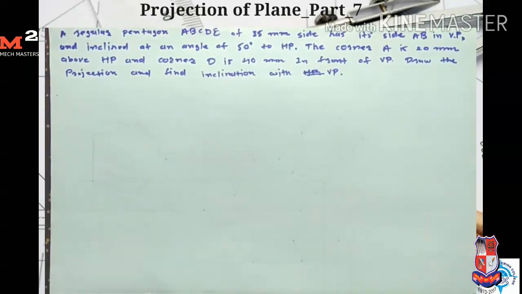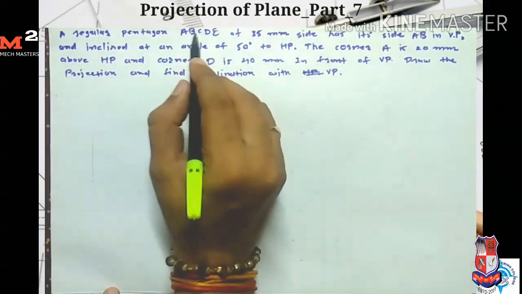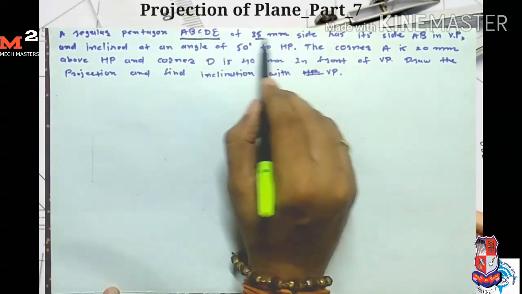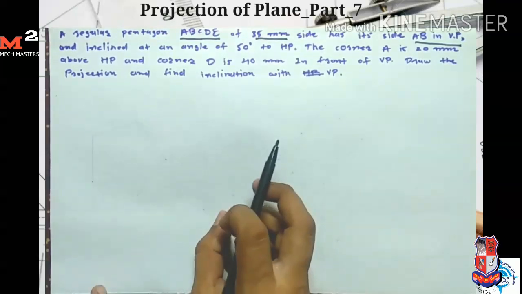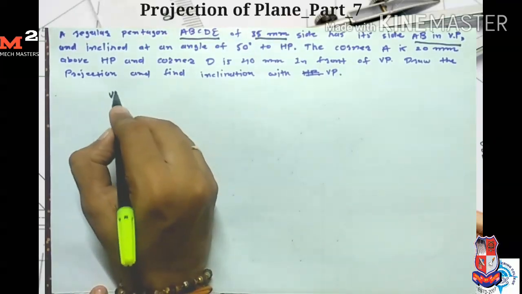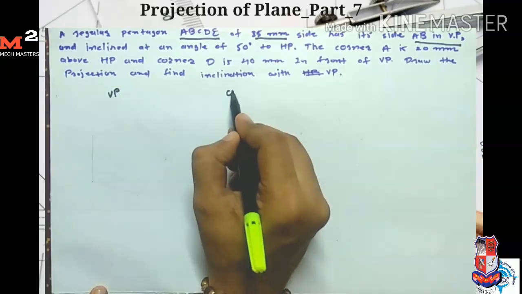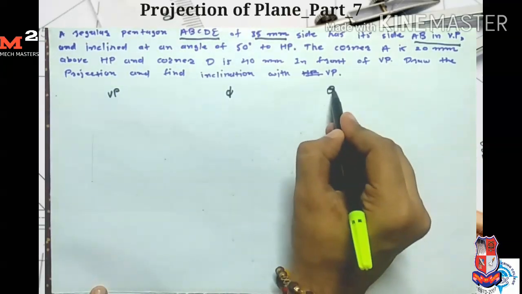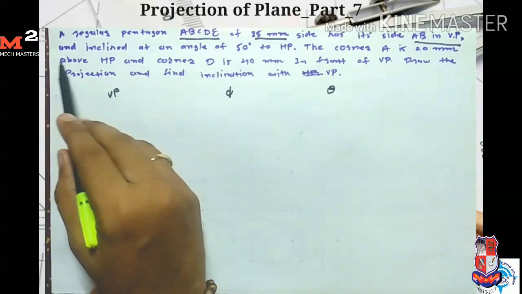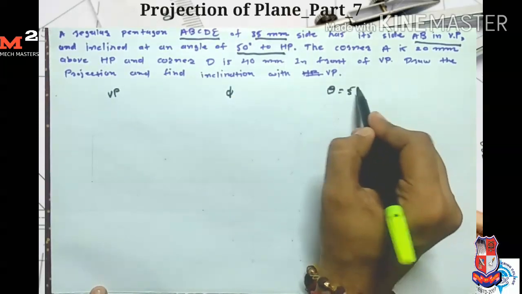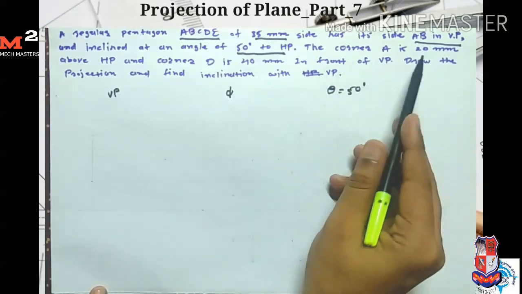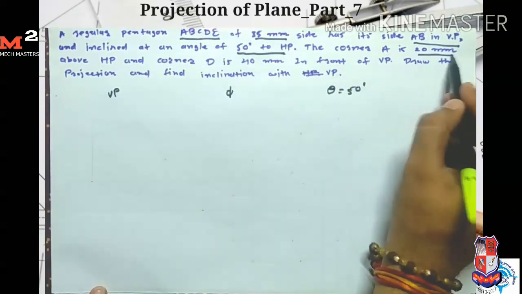Good morning, friends. Today we are going to solve the problem of pentagon plate. Okay, let's see the question. Here in the question, it is given that a regular pentagon ABCDE of 35 mm side has its side AB in VP. So the plane is resting in VP. So I write down here first stage is for VP, second stage for phi, and third stage for theta. Okay, VP and inclined at an angle of 50 degree to HP. So theta is equal to 50 degree. The corner A is 20 mm above HP.